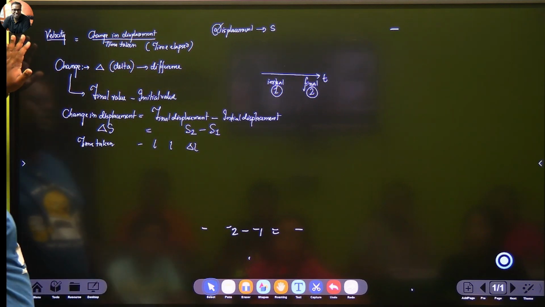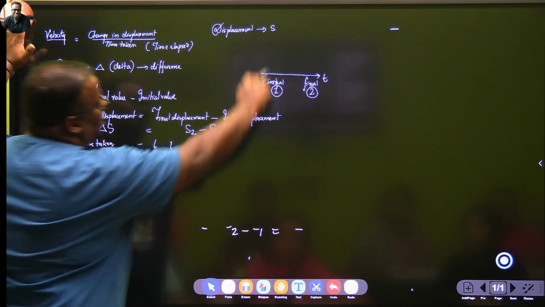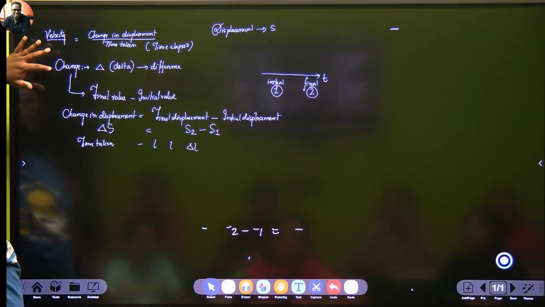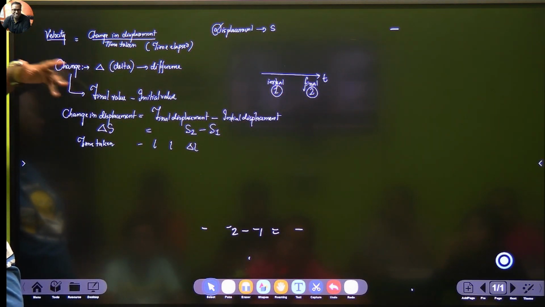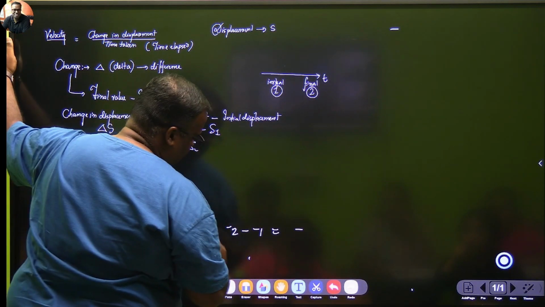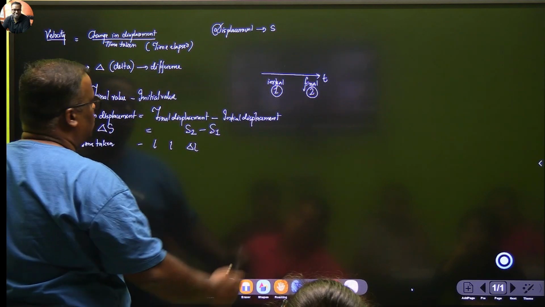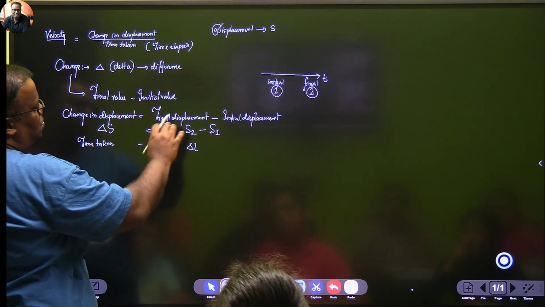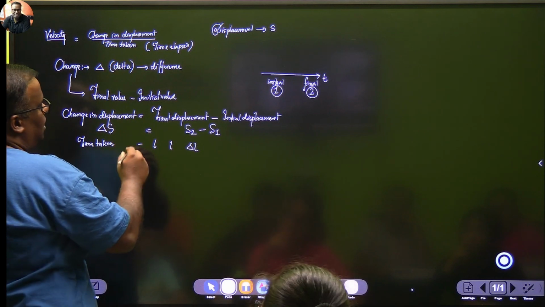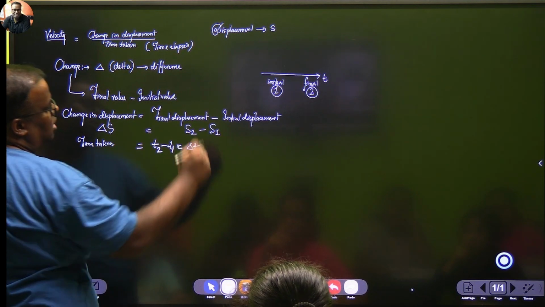Now, velocity is said to be the change in displacement by time taken. Displacement is denoted by the English letter S, small s, and change is denoted by delta. Henceforth, wherever we talk about change, it will always be delta. And change is final value minus initial value. Finals are always given 2 and initials are always given 1. So change in displacement is S2 minus S1. Time taken is T2 minus T1, which is known as delta T.